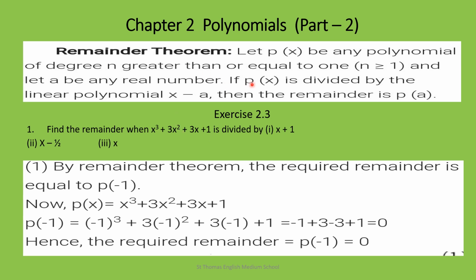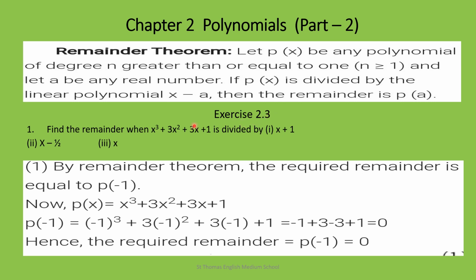Now suppose p of x is divided by the linear polynomial x plus a, then the remainder will be p of minus a. That is, you are substituting the value of the linear polynomial, that is, suppose it is x minus a, the value of x is a. So the remainder is p of a. When you do the rest of the exercise, it will be more clear.